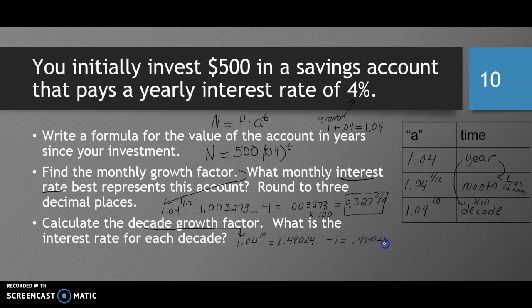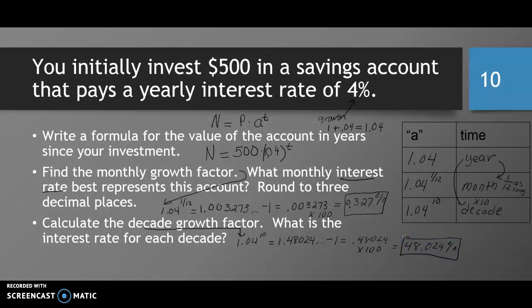And then that is a percent as a decimal, so I have to multiply by 100 to get that as a percent. And so I get 48.024% as how much interest it would earn in a decade.